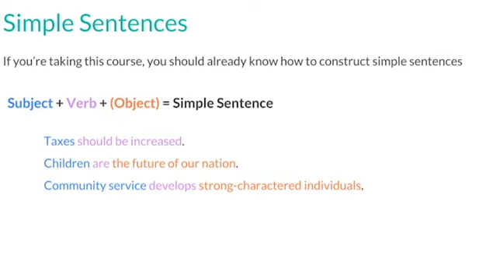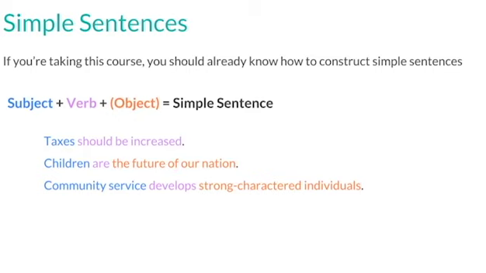So I want you to notice that each of these simple sentences is only conveying one main idea. To convey more than one idea in a single sentence, we use either compound sentences or complex sentences. We'll be talking more about those very soon. So in these simple sentences, we have our subjects in the blue color, the verbs are in the purple color, and the objects are in the red color.